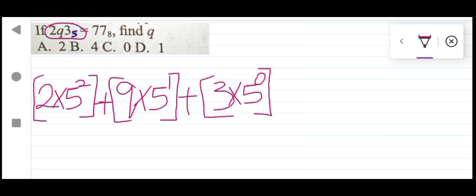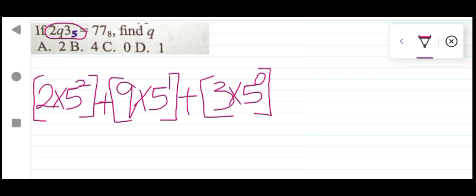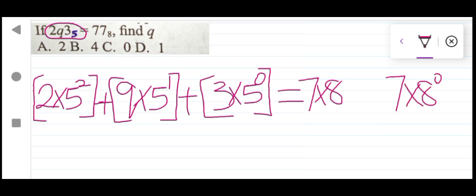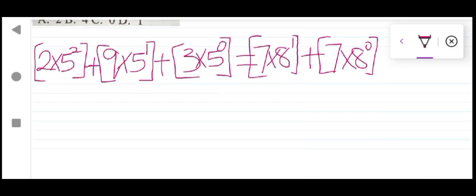So what we have done is just for the first case, which is 2q3 base 5. So let's equate it with the second expression, which is 77 base 8. So multiply by 8, multiply by 8, power 0, power 1. And of course, we involve our brackets to avoid confusion. So with this, we can simply proceed.